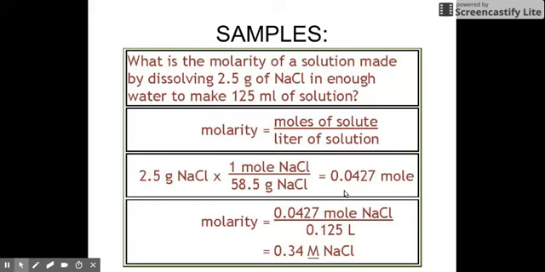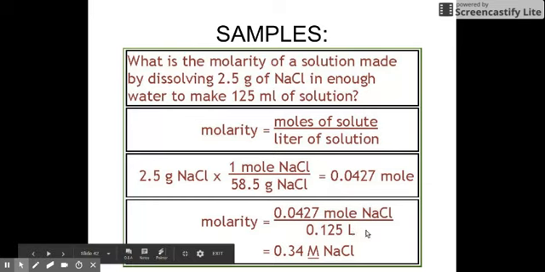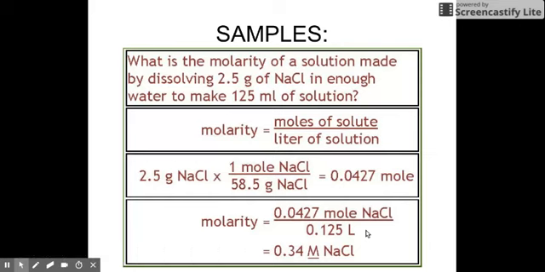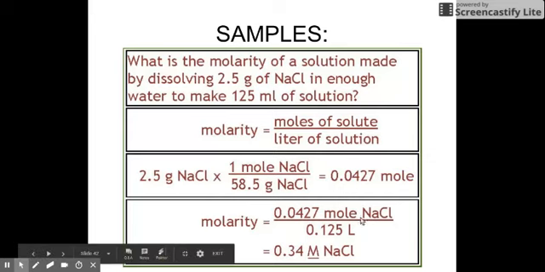And then lastly, for your liter of solution, in order for you to convert ml to liter, all you need to do is divide your ml by 1000 in order for you to accurately get the correct unit in liter. So in this case, 125 divided by 1000, you get 0.125 liter. So you divide all the right values now, and so you will get finally the molarity. 0.34 molar of sodium chloride solution.